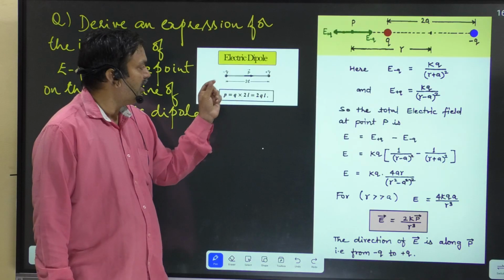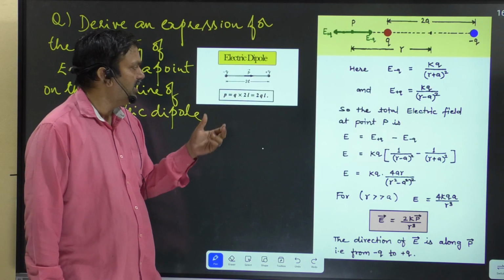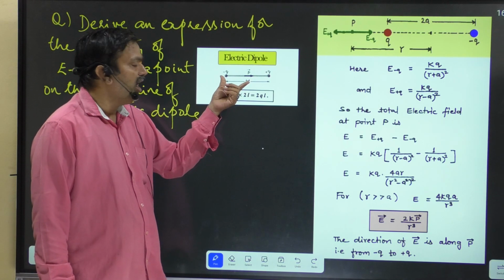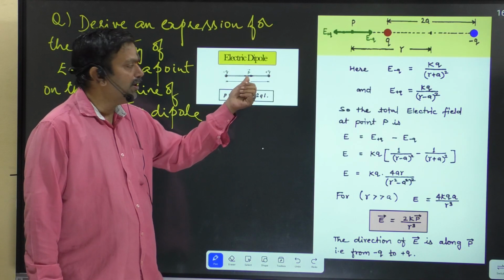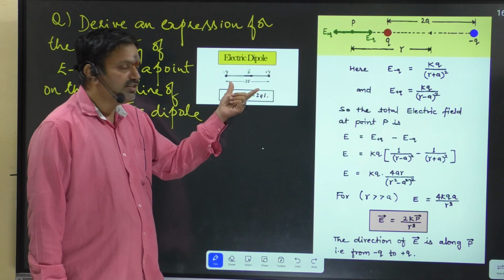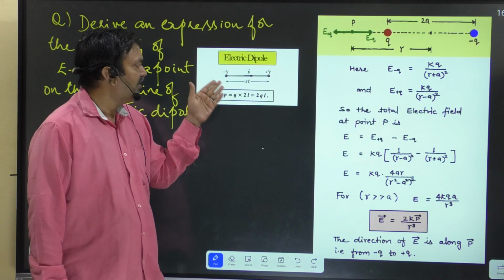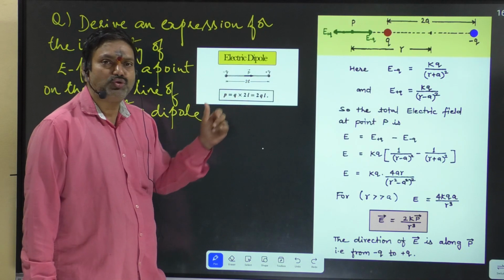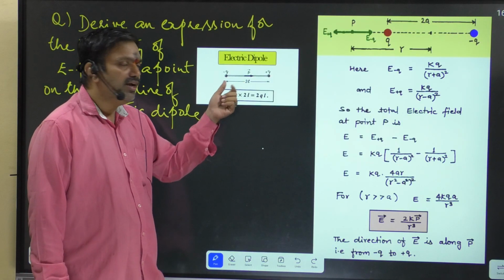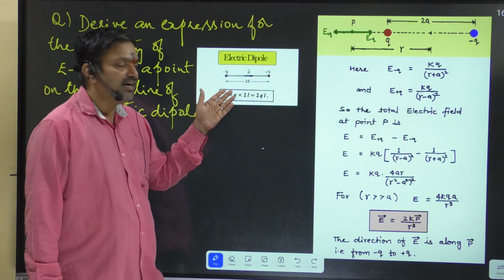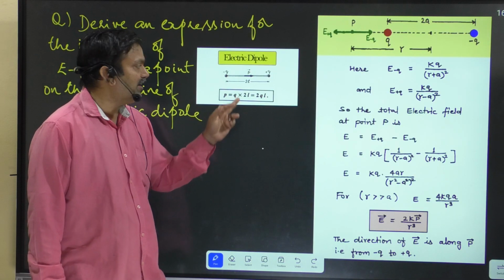So one positive charge and a negative charge separated by some distance, particularly 2L or 2A distance. What is 2L or 2A? Half of the distance becomes A or L. So whenever a positive charge and a negative charge are separated by a distance of 2A units, there is a vector directed from the negative charge to the positive charge, exactly at the center of the dipole. We call it the dipole moment vector P bar.